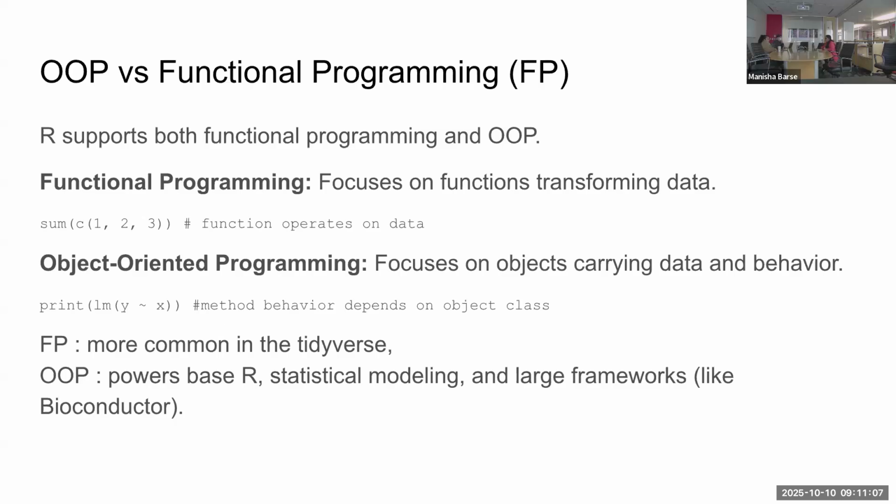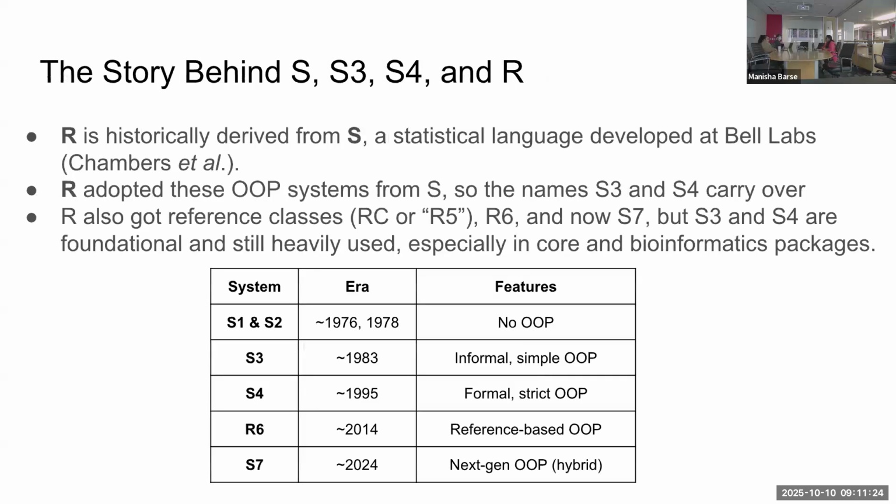Why we are talking about object-oriented programming more is because it powers base R. It's more convenient for statistical modeling and large frameworks, like the packages that we work with from Bioconductor. Next, diving into the story behind S3, S4, and R.